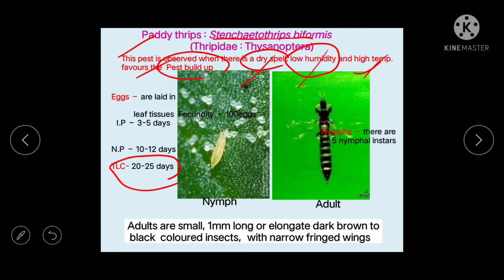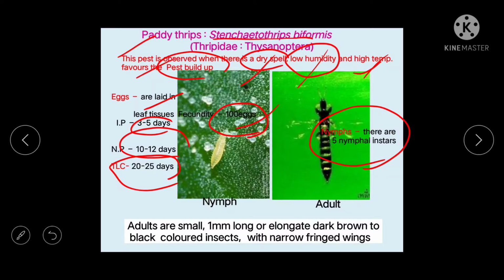Total life cycle is 20 to 25 days, and first they will lay the eggs. So where they will lay the eggs? The female will lay the egg in the leaf tissue. Okay, then approximately at a time 100 eggs will be laid by the female. Next, the incubation period is 3 to 5 days. Nymphal period is 10 to 12 days. See, these thrips, they are having 5 nymphal instar.